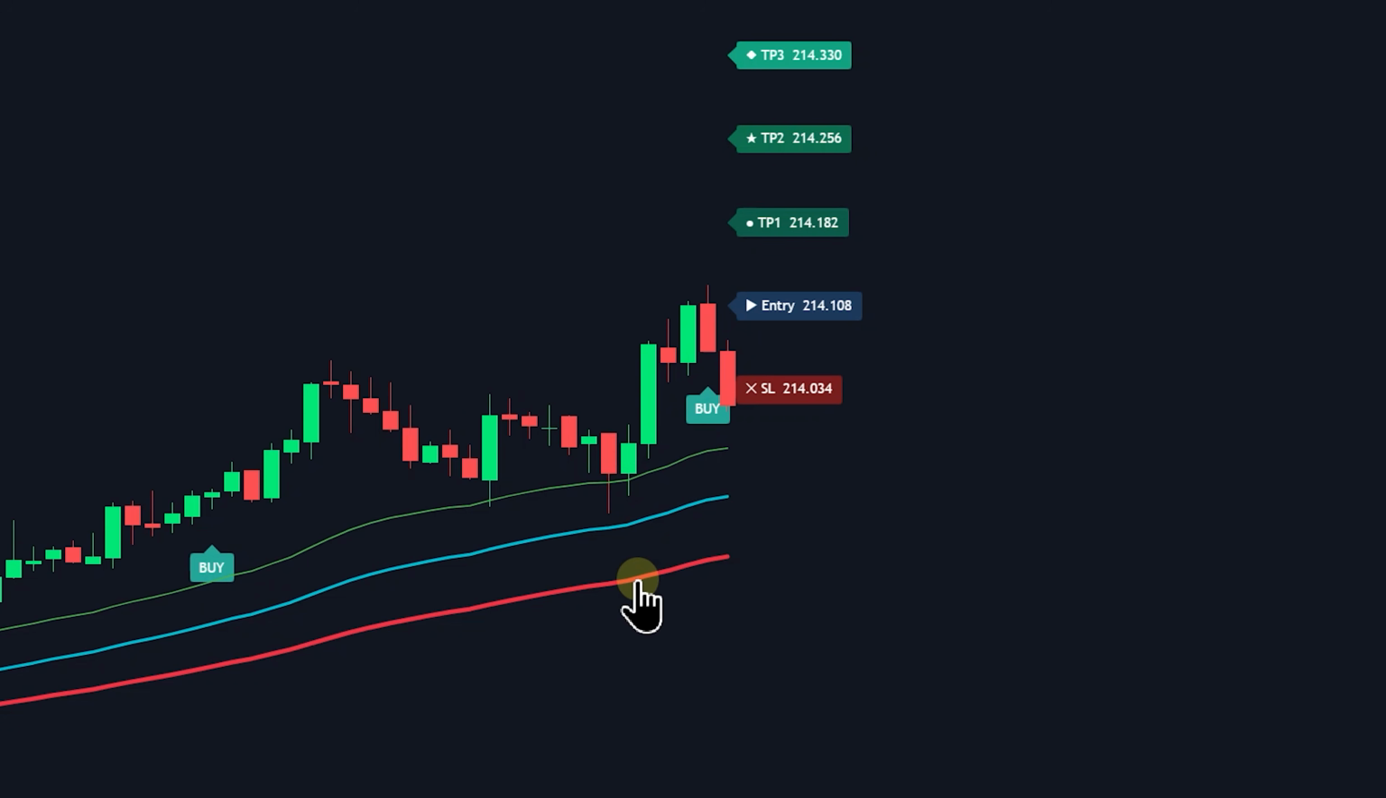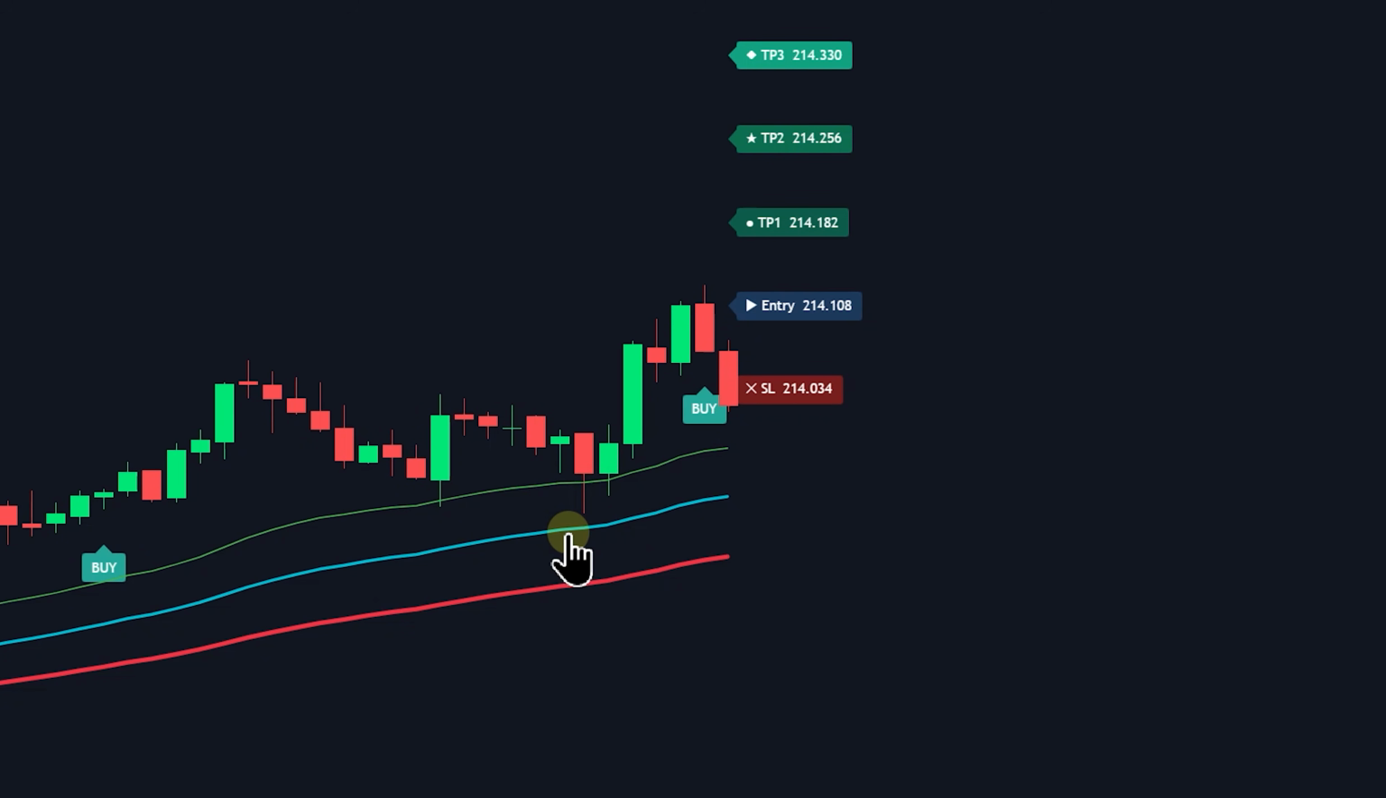Condition number 3 is the entry confirmation. Once the first candle touches either the green or the blue EMA, we're going to begin counting candles from that point. We now have a maximum of 10 candles for the Triple Confluence Navigator to print a buy signal. If the buy signal appears after the 10th candle, we're simply going to ignore the setup because too much time has passed since the pullback began. The momentum we're looking for has likely faded by then.